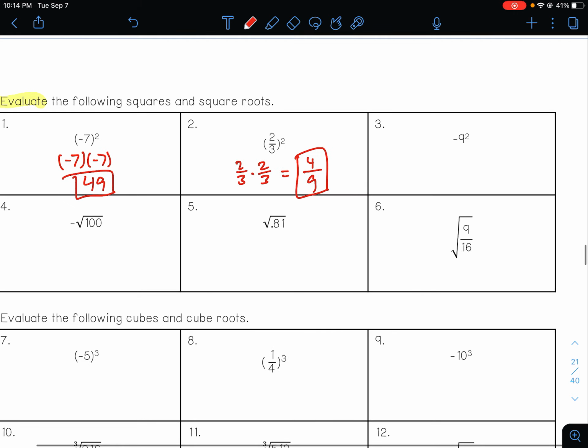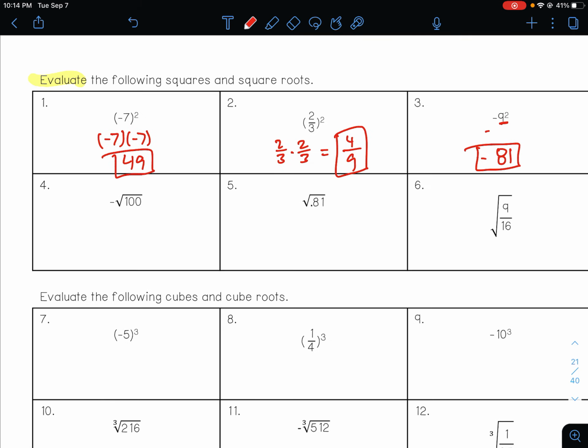That's it. 9 squared. Remember, you do the 9 squared first, and then you put a negative to it. So 9 squared is 81, and then you make it negative. So that's our answer. All right. Square root of 100. Well, square root of 100, what times what equals 100? It's 10, and it's negative because there's a negative right there. 0.81. What times what equals 0.81? I believe it is 0.9, because if you do 0.9 times 0.9, you get 0.81.